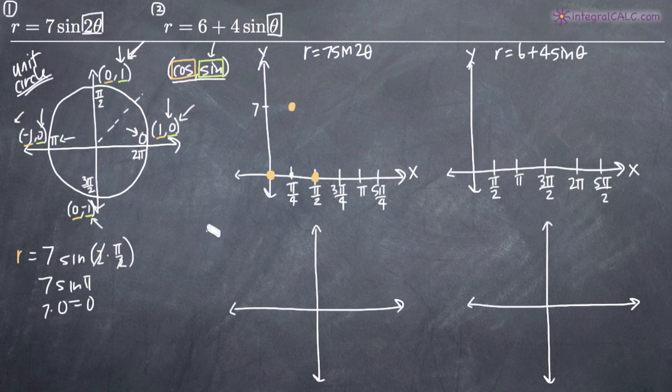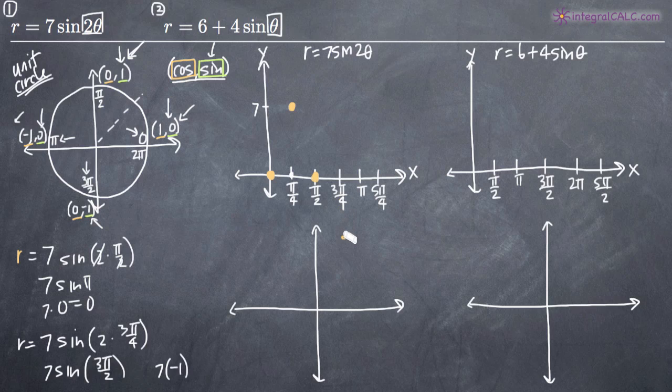Let's go ahead and plot just one more point to see what this is going to look like. If we plot 3 pi over 4, we'll get 7 sine of 2 times 3 pi over 4, which is going to be 7 times sine of 3 pi over 2. And 3 pi over 2, here's our angle, 3 pi over 2. Our sine coordinate there, or our y coordinate there, is -1. So we'll get 7 times -1, which is -7. So we can see here then that our graph is going to be down here at -7.